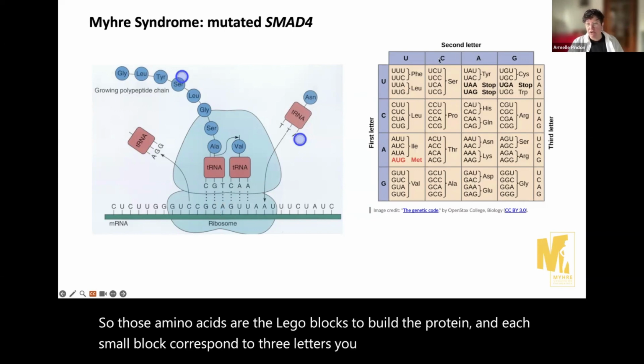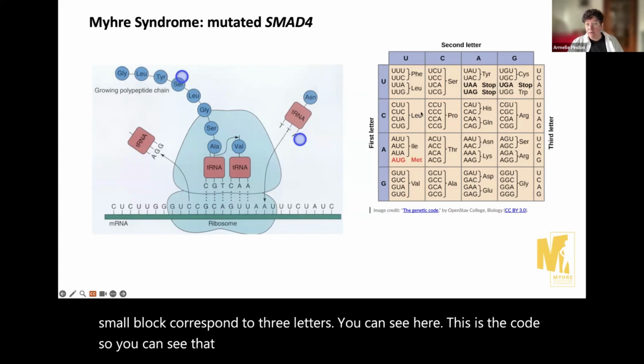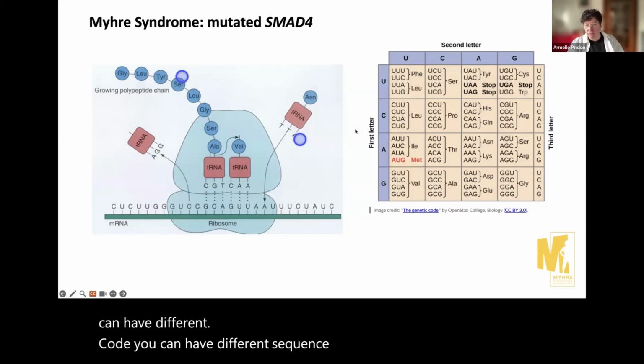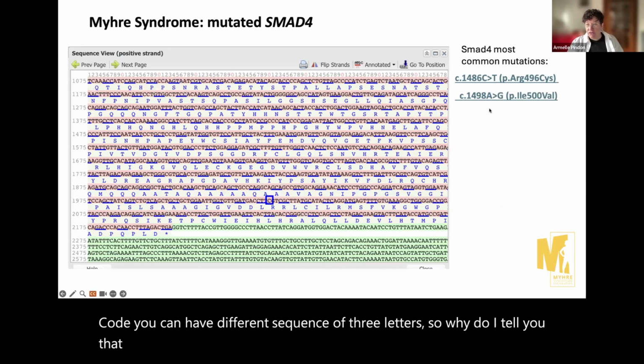You can see here, this is the code. So you can see that for the same Lego block, the same amino acid, you can have different code. You can have different sequences of 3 letters. So why do I tell you that? It's for you to understand.